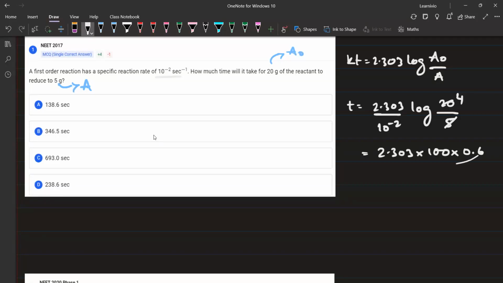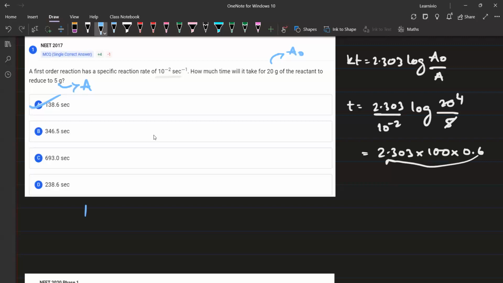Now, if you multiply this 6 2s are 12, 13 के आसपास कुछ होगा. So option A would be correct, I think. Just calculate 2.303 multiplied by 100 multiplied by 6 is equal to 13.8. ऑप्शन नंबर ए. तो ज्यादा हार्ड नहीं था, थोड़ा सा आपको हम बता देते हैं लॉग के बारे में.